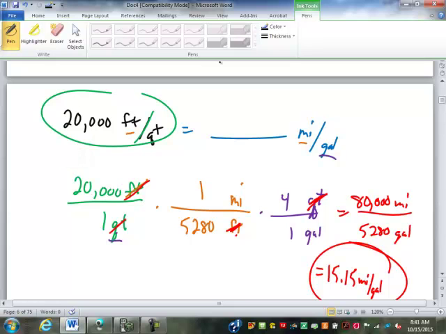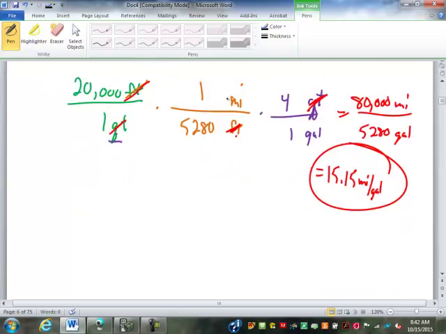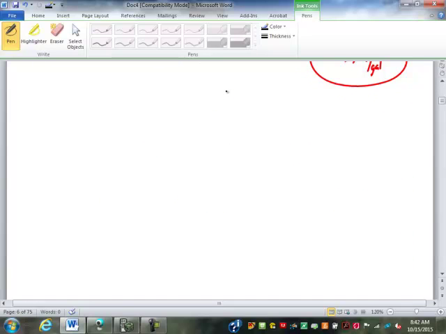Any other questions on our weight and our capacities and stuff like that? Pounds, ounces, grams, kilograms, liters, milliliters, gallons, quarts, pints, cups. For the metric? Okay.